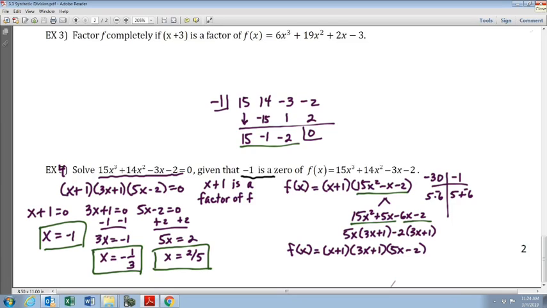So keep in mind, I could have asked this question a few different ways. I could have said solve this equation, which is what we had to do here. Or I could have asked you to just factor that completely. Or I could ask you to give me the zeros of that function. So there's 3 different ways you'll see those questions asked.